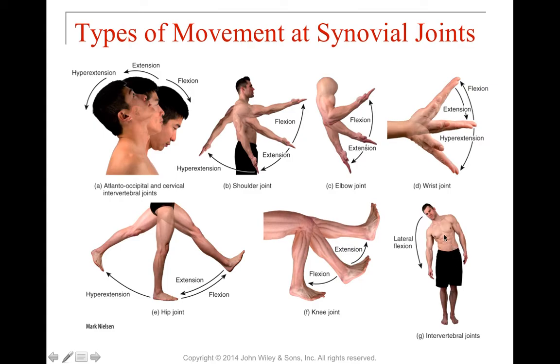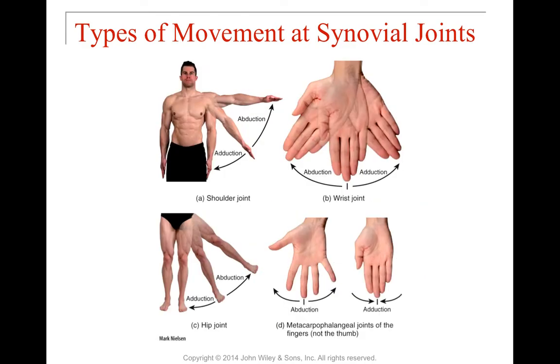If we're looking at the vertebral joints, we can have lateral flexion on one side or the other as well. So flexion just means what happens when you pull the muscles tight, what happens to the bones, right?